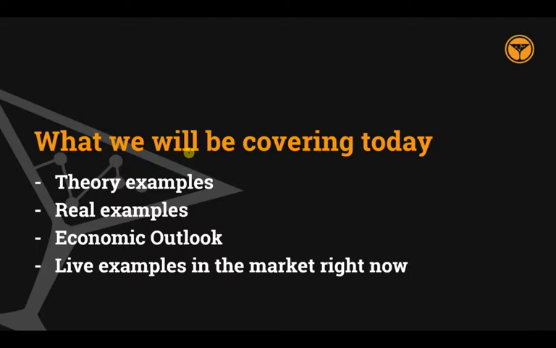So as usual, we're going to start with some theory examples for flags. Then we're going to go through some real examples of past history, just to have a look at what they should look like in an ideal circumstance. And we've added a new area called economic outlook.